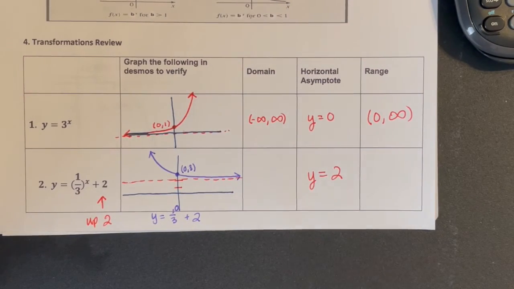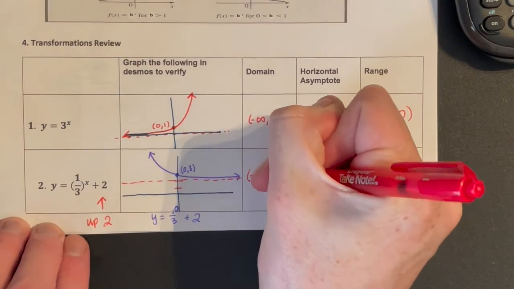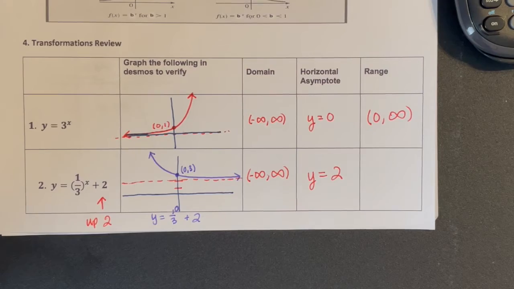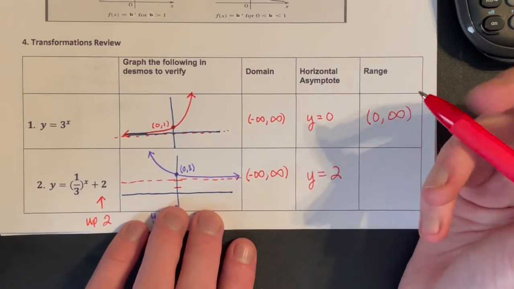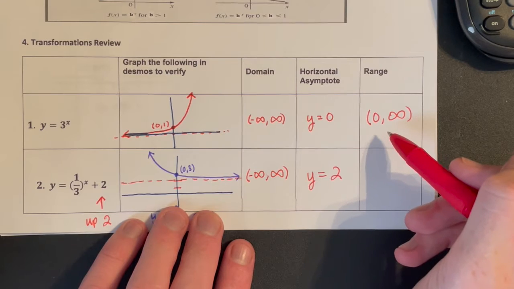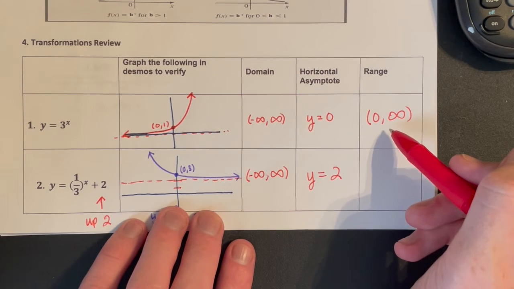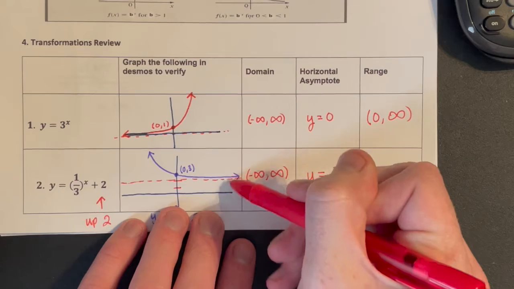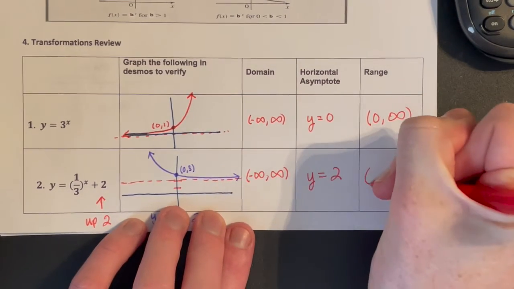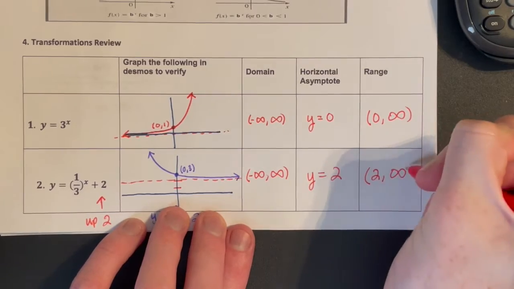All right, our domain will not change. Every exponential has a domain of negative infinity to infinity. Our range does change. It was 0 to infinity because that's what the parent function looks like before we shift it. But because we shifted it up 2, that horizontal asymptote shifted up 2. And that makes our range 2 to infinity.